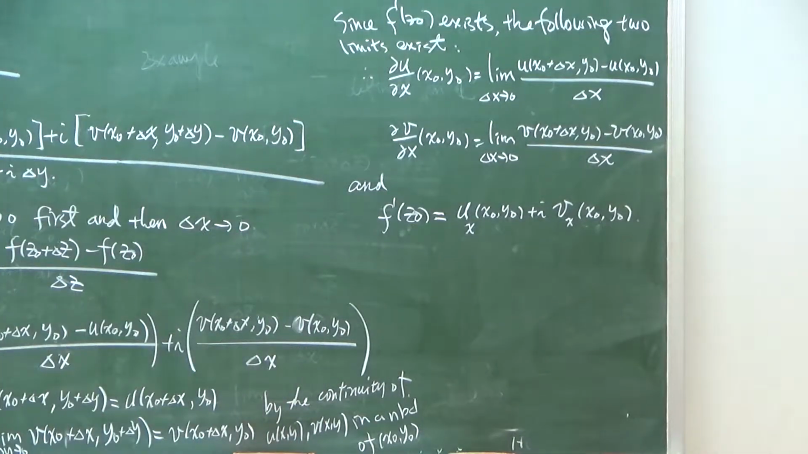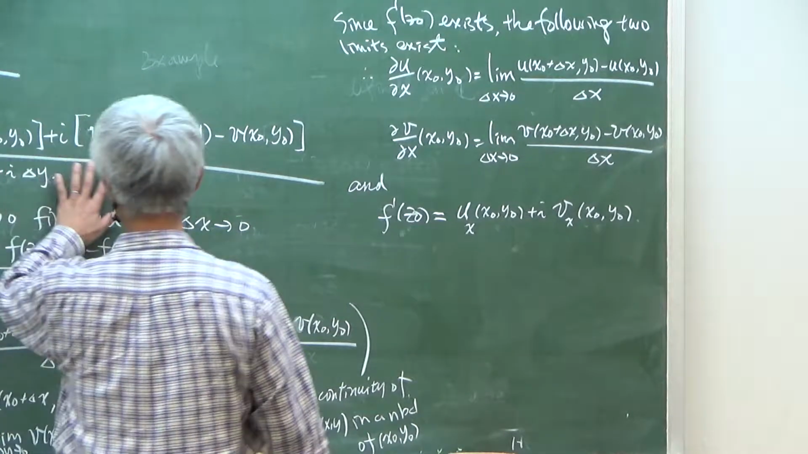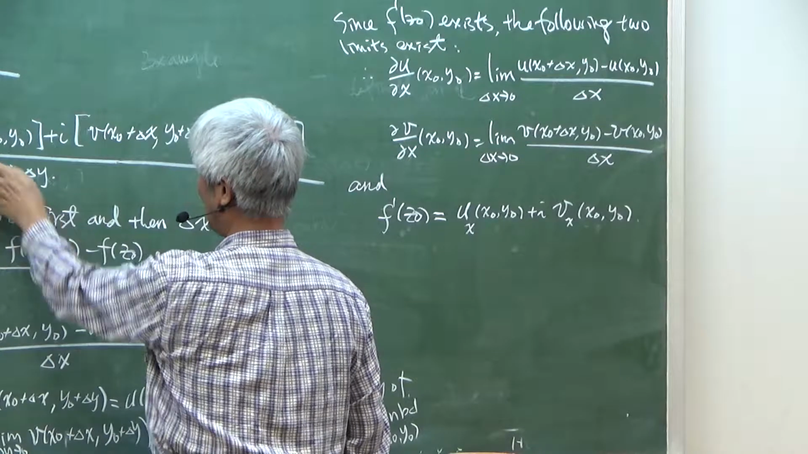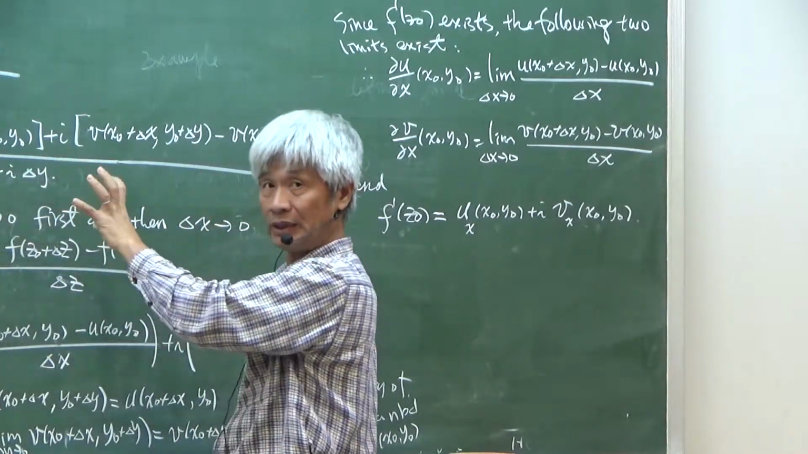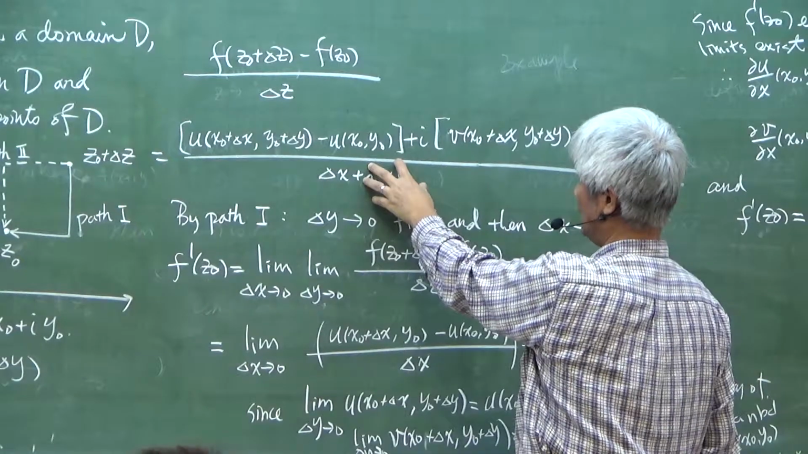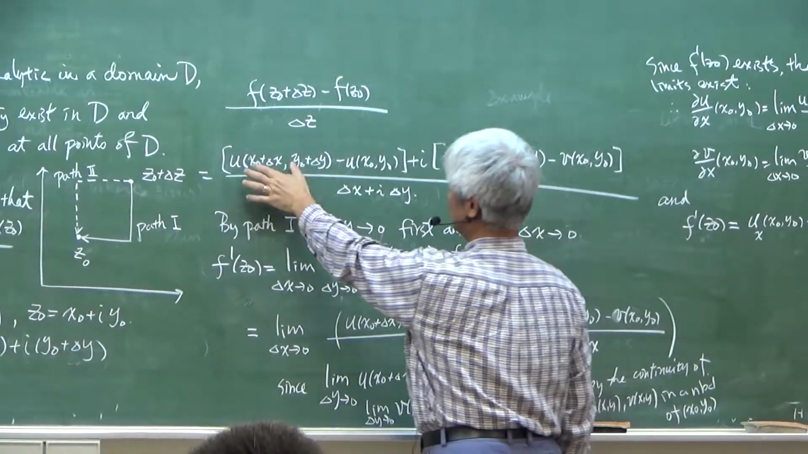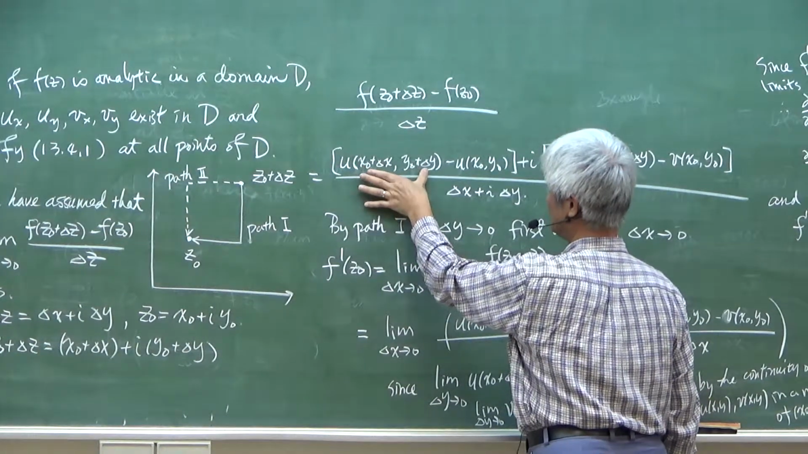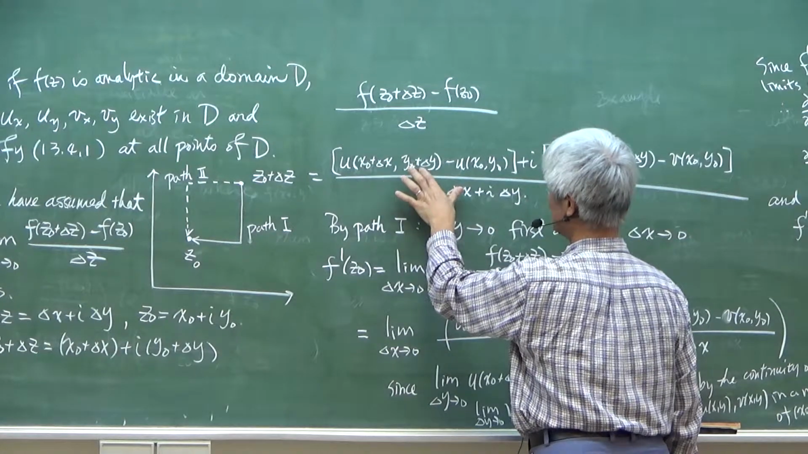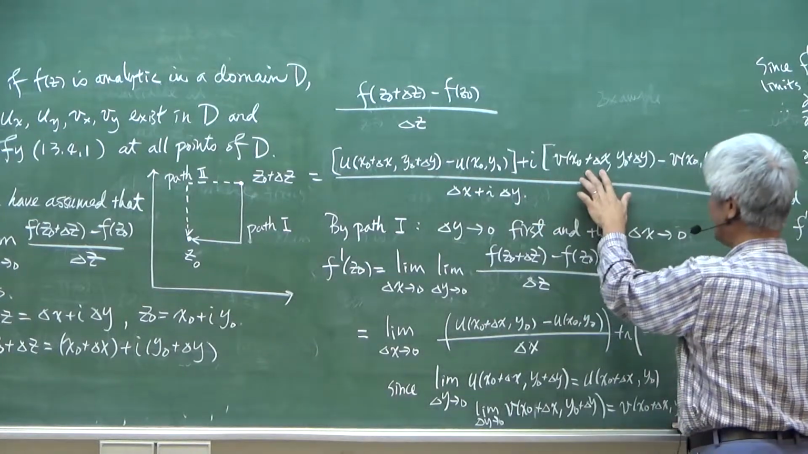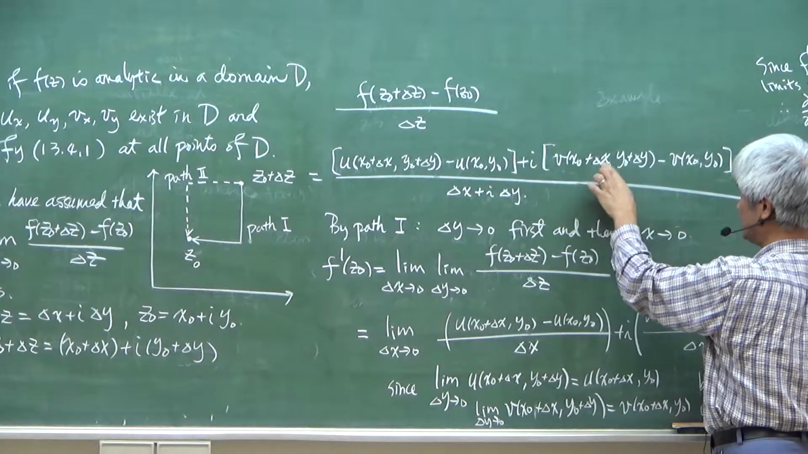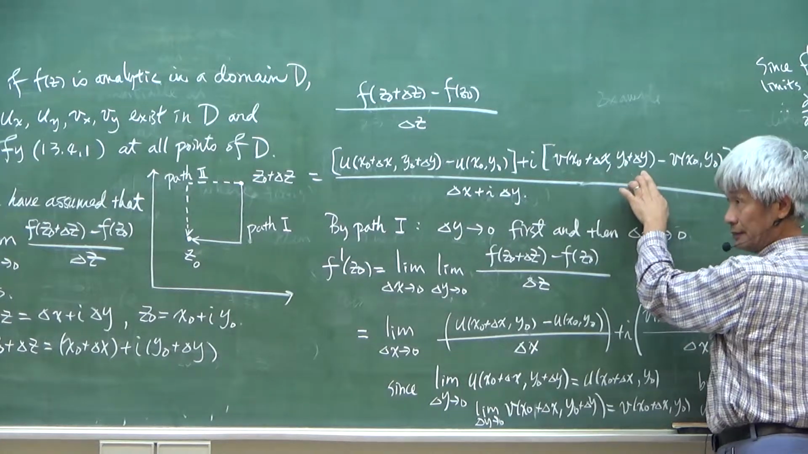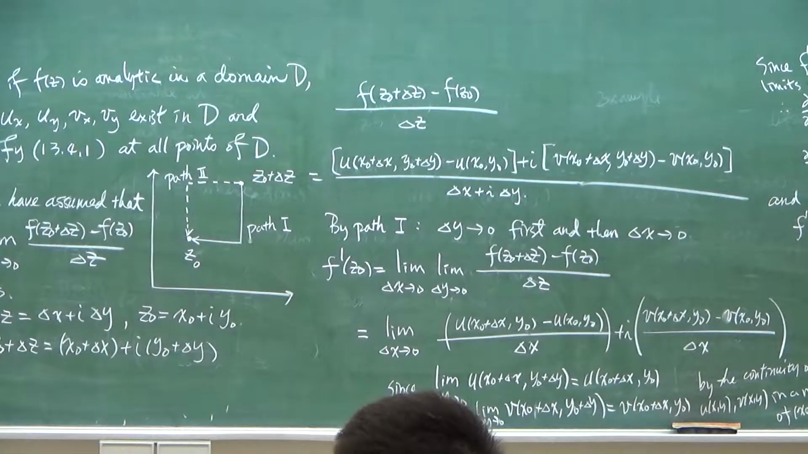Now, when we let delta x go to 0 first, then the denominator goes to i times delta y, because delta y is fixed. And for the numerator, by the continuity of u, if delta x goes to 0, then the function value goes to u of x0 and y0 plus delta y. And again, by continuity of v, as delta x goes to 0, this is v of x0 and y0 plus delta y.